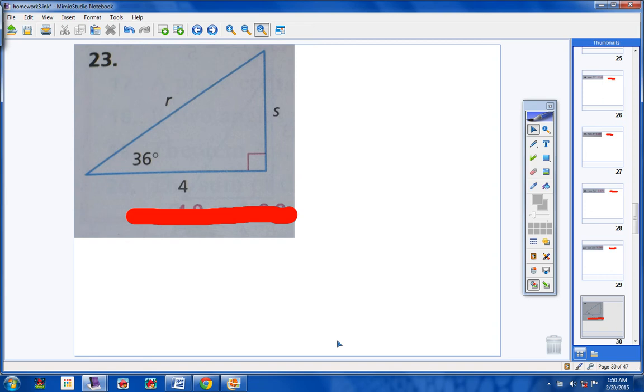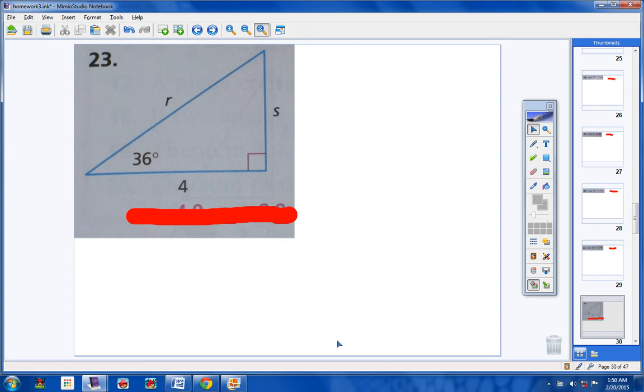Okay, students, now on numbers 23 through 26, these can be pretty difficult problems, so please pay close attention to how to solve for R and S, okay? All right, here we go.